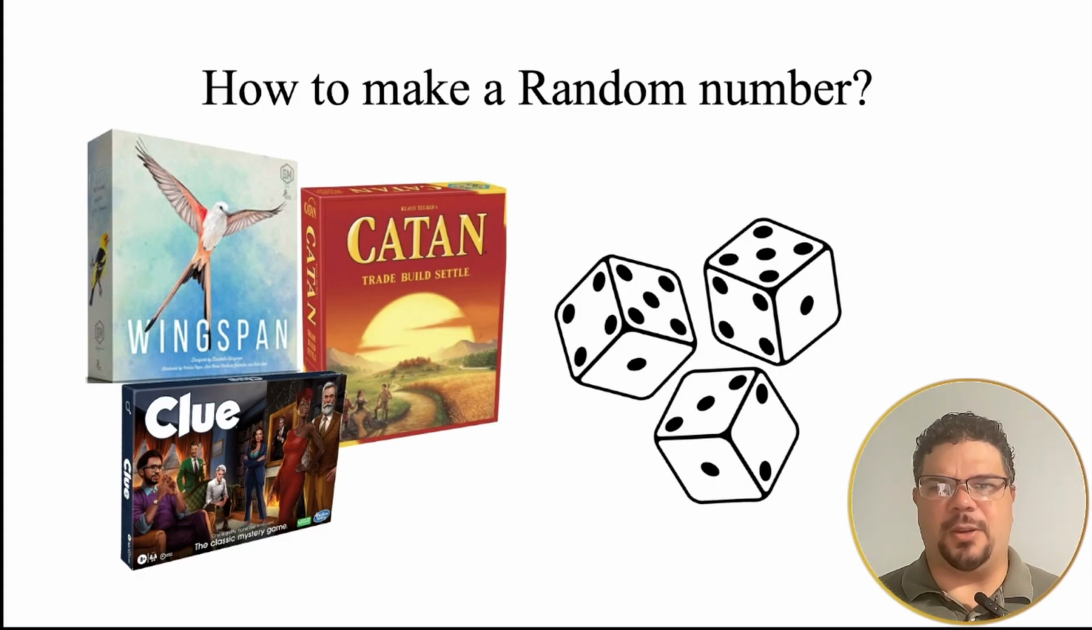The problem you run into is code is deterministic. You write step-by-step instructions. That's what an algorithm is. How do you have an algorithm for randomness?